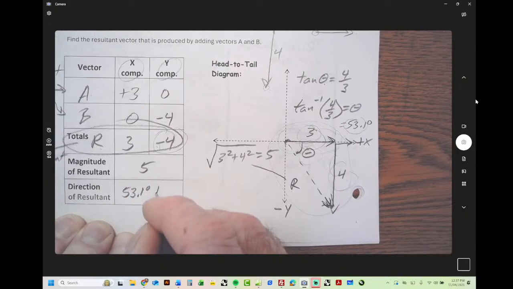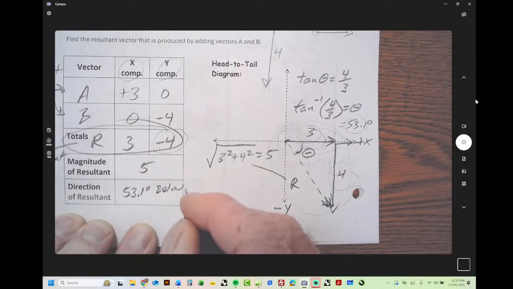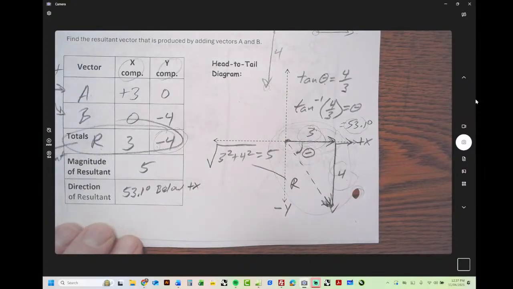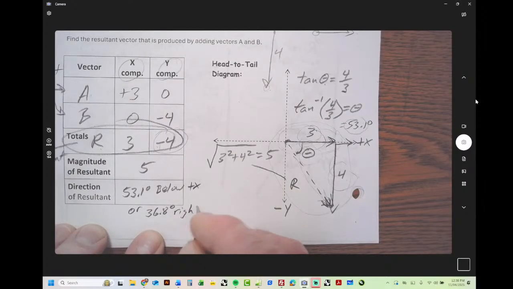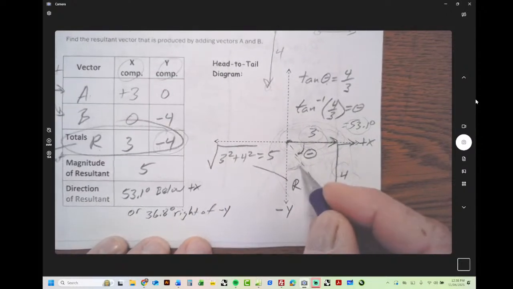53.1 degrees below positive x. What's another perfectly good way of giving this direction that's not 53.1 degrees? 36, you could say 36.8 degrees. Which direction and from where? Above negative, or to the right of negative y. Right of negative y. So that would give this other angle over here.